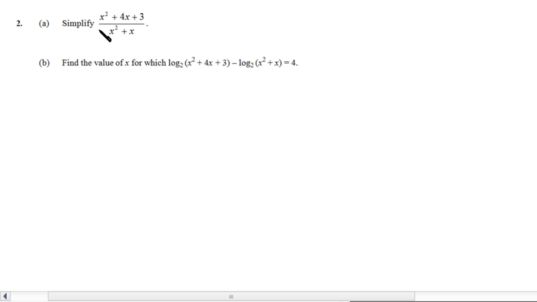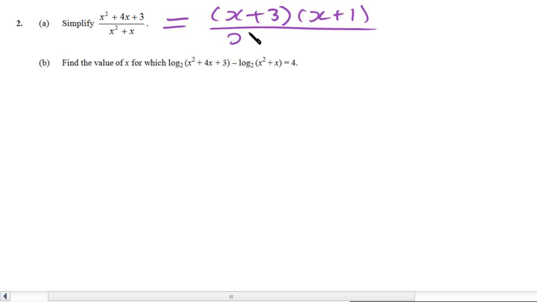Right, let's have a look at this. We're going to simplify this function. The best thing to do first is to factorize. So let's just factorize both top and bottom. On the top we have x plus 3 and x plus 1 when we factorize that. On the bottom we've got x as a common factor times by x plus 1. You can check that out by multiplying, and then we can cancel. So the answer is equal to x plus 3 over x.